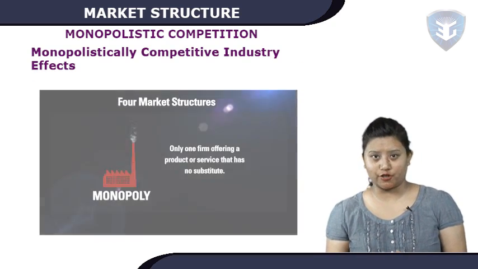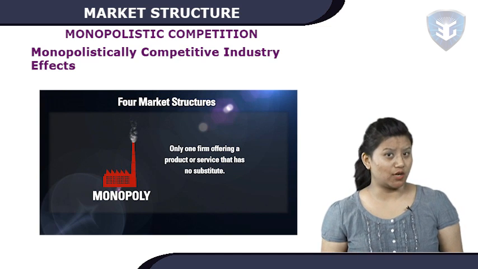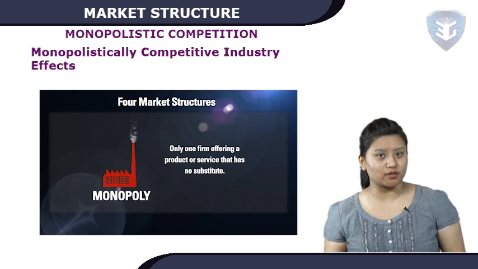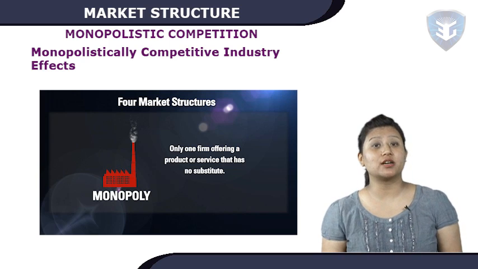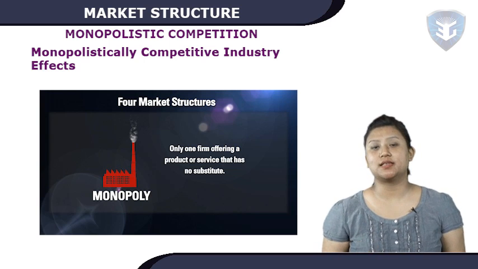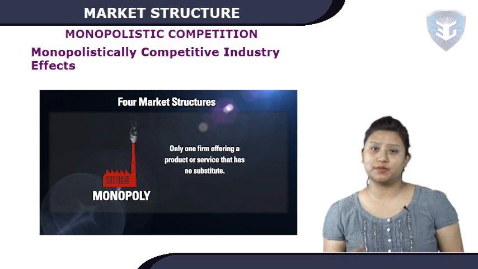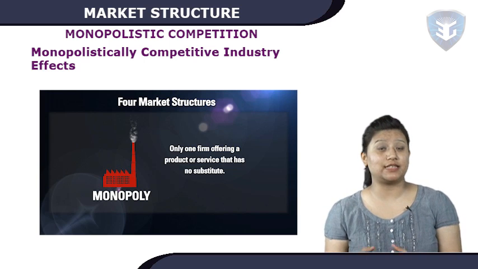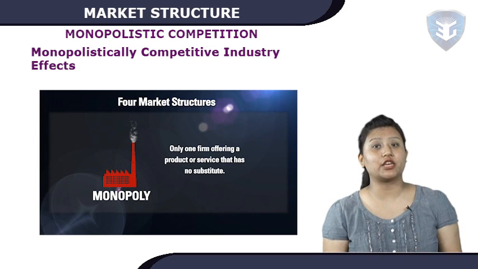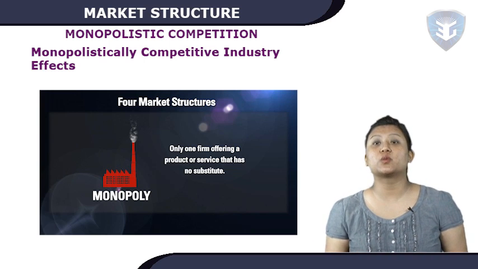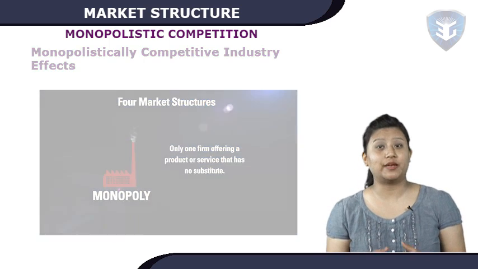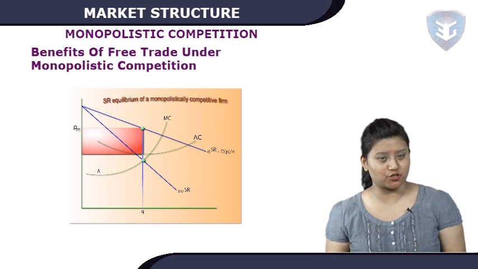Monopolistically competitive industry effects. Assume that there are two countries, each with a monopolistically competitive industry producing a differentiated product. Suppose initially that the two countries are in autarky. For convenience, we will assume that the firms in the industry are symmetric relative to the other firms in the industry. Symmetry implies that each firm has the same average and marginal cost functions and that the demand curves for each firm's product are identical, although we still imagine that each firm produces a product that is differentiated from all others.